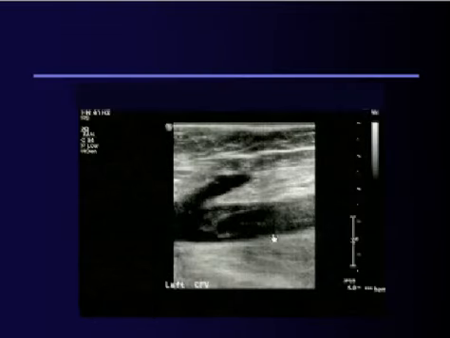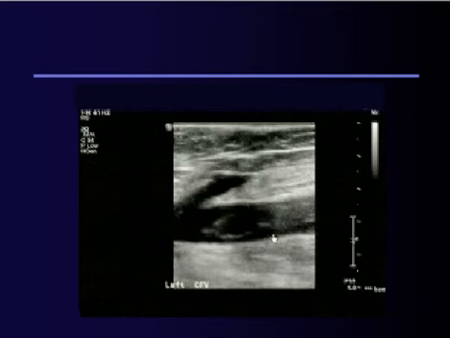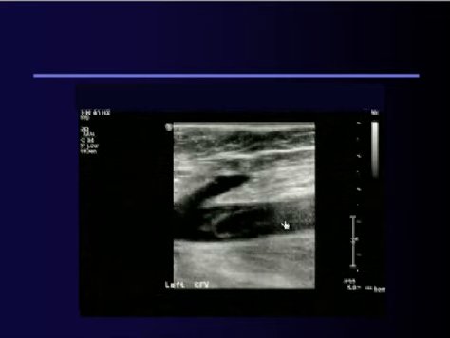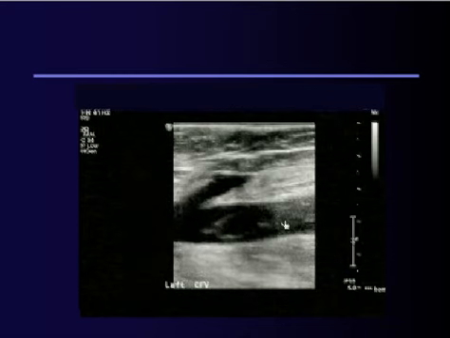Okay, and here is a cine of that thrombus, and as you can see, it does appear to be floating within the vessel. And again, when our technologists see this, they're instructed to not compress the vein.